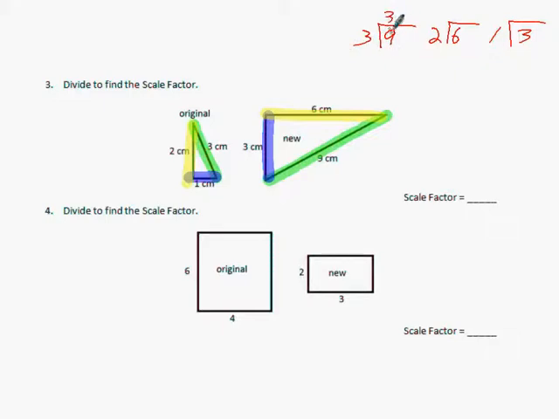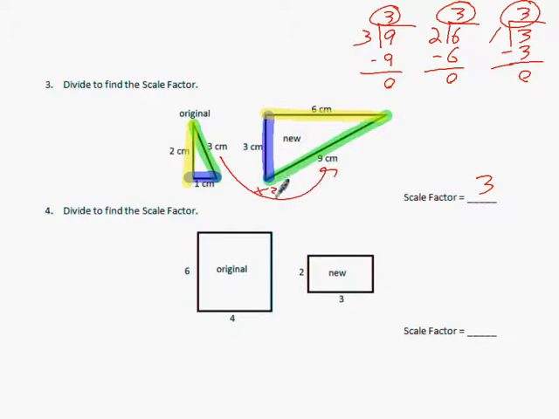3 goes into 9 3 times. No remainder. 2 goes into 6 3 times. No remainder. 1 goes into 3 3 times. No remainder. Our answer is 3 on each of those, so that means 3 times 3 is 9. 1 times 3 is 3. 2 times 3 is 6. That scale factor shows up on each one of those multiplications.